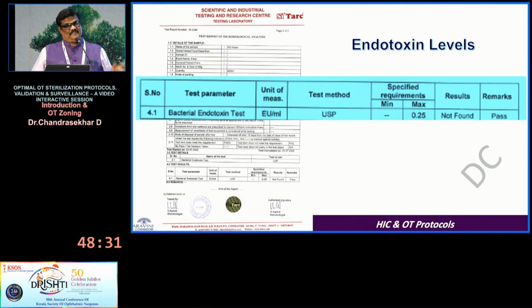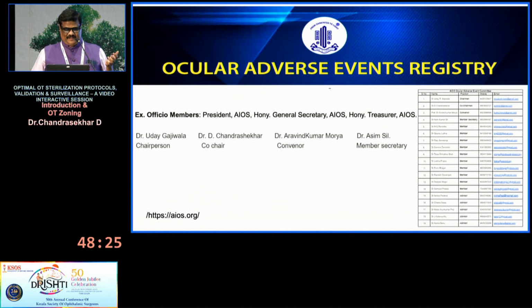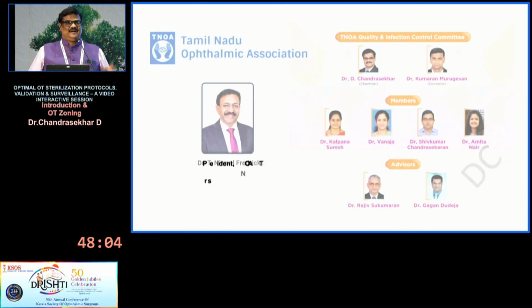Recently, maybe a few months back, we had a cluster of TASS, and we found that endotoxin was very high in some kinds of IOLs. The AOS has formed an adverse event committee and registry. There is a committee for this with a mixture of all sorts of microbiologists, even a legal expert. If there are any problems, it could be TASS or it could be a cluster of endophthalmitis, you can report. The AOS team will support you, and if necessary they will also give legal support.